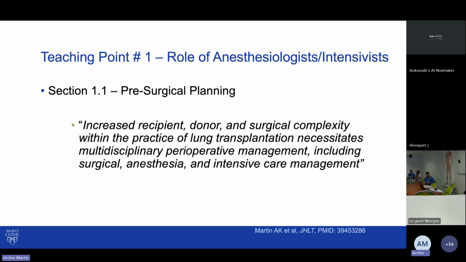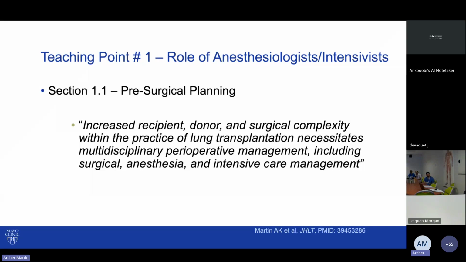We're also having a less than ideal donor pool. We're having older donors, donors with other comorbidities. And the surgeries are becoming more complex. We do redo lung transplants, patients who have history of previous surgical interventions on their chest, and also just the use of ECLS increases complexity.